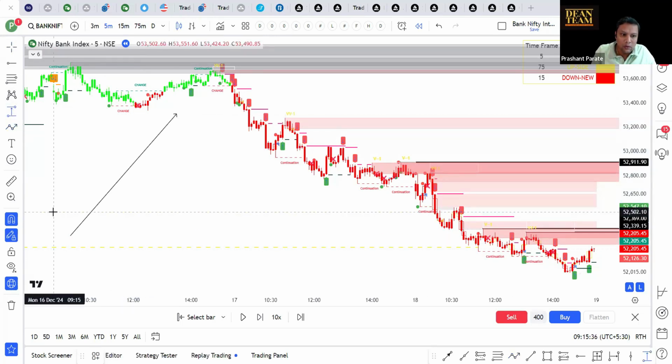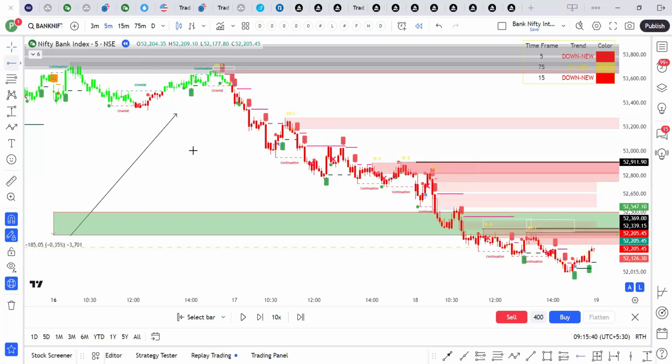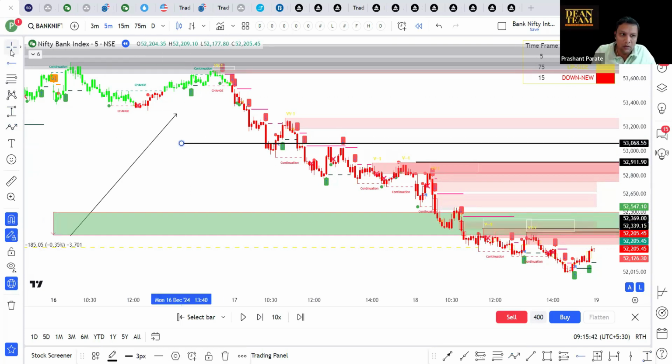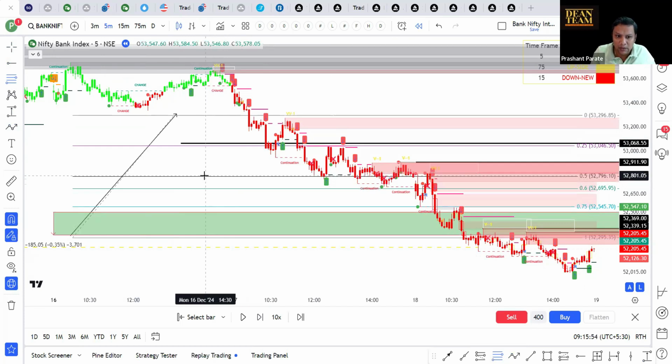and the 75-minute buying area is here, and you are here. Prices have gone up, and we are expecting retracement. It is an early trend on the 75-minute. You are expecting at least 50% retracement, something like this, that prices will touch this area at least on the 75-minute chart. And you are away from the buying area.